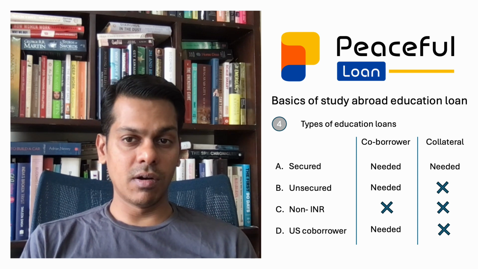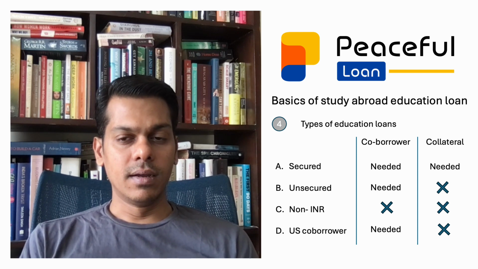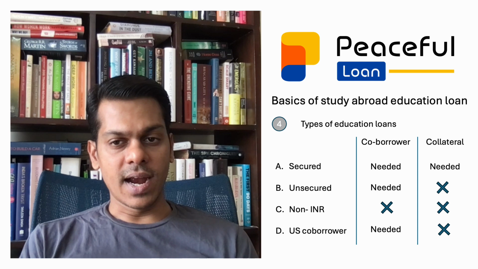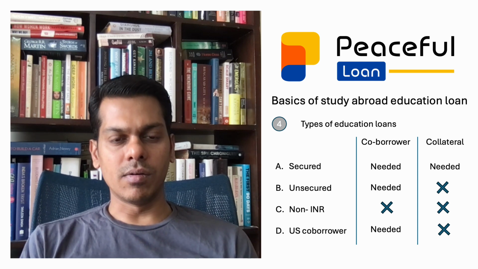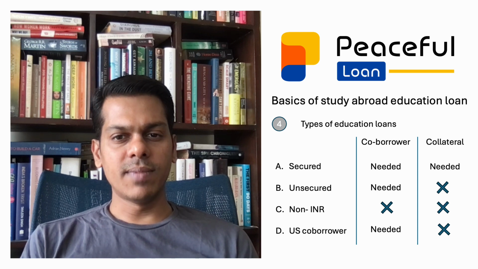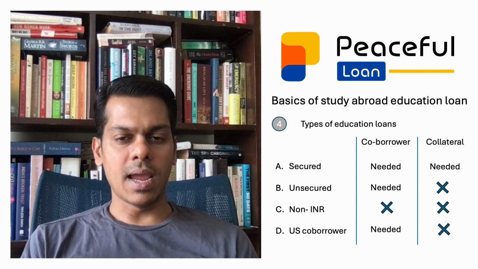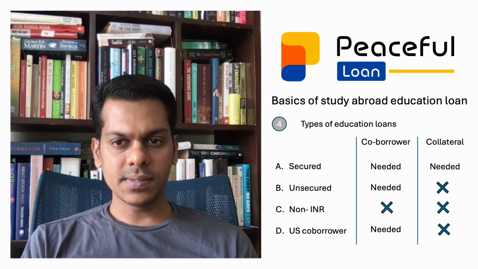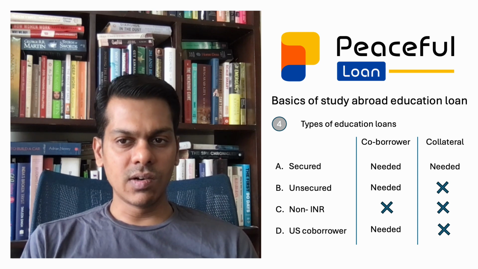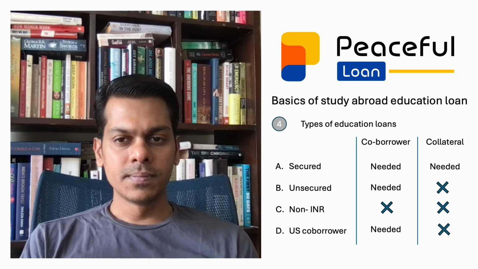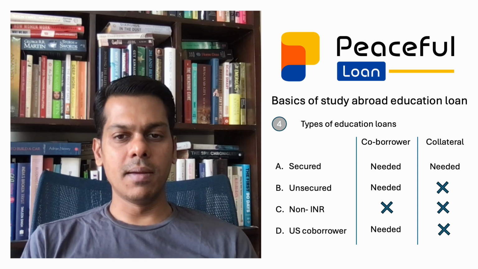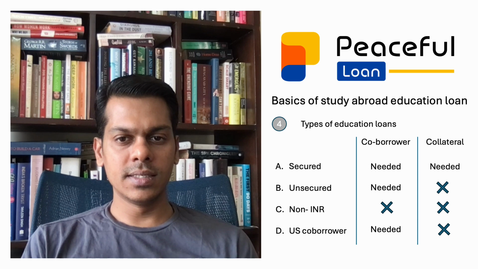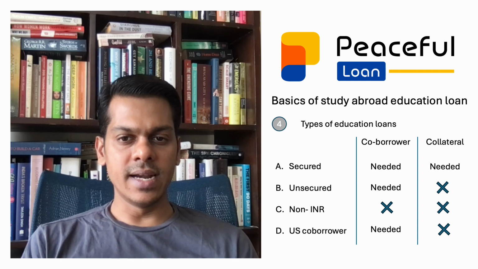Next is unsecured loan, where a co-borrower is required, but collateral is not required. Third is the non-IRR loans, which are given by foreign lenders like Prodigy, Empower, Leaf Finance. They don't require either a co-borrower or collateral, but they will come at a cost, right? As they're taking much higher risk than secured or unsecured loans, the interest rates are bound to be higher.